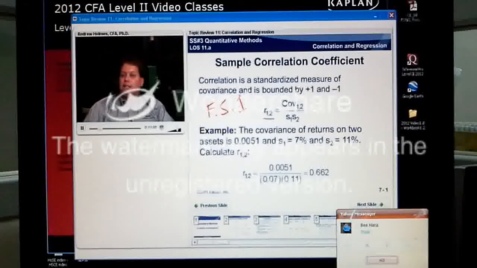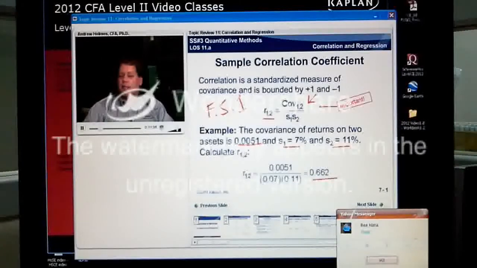So what this says is the correlation coefficient is equal to the covariance, which we calculated on the last slide, different numbers, different example, but divided by the product of the standard deviations. So if the covariance is 0.0051, standard deviation of 1 is 7, standard deviation of 2 is 11, we put all that in, what do we get? We get a correlation of 0.662. Notice that that's greater than 0, so what we have here is imperfect positive correlation.